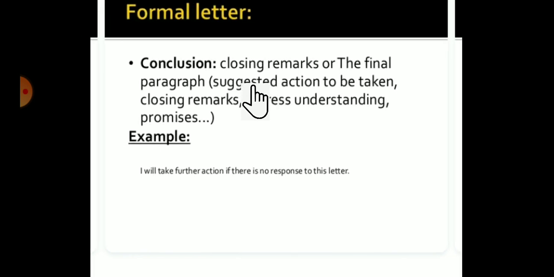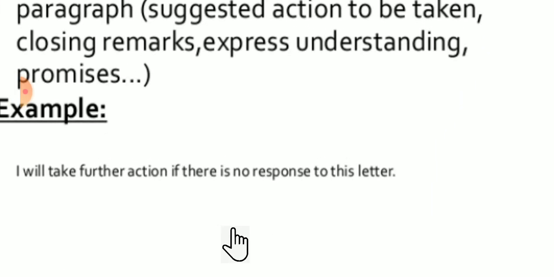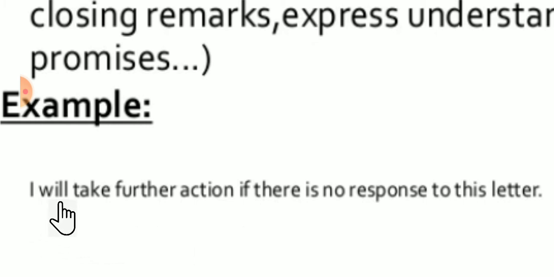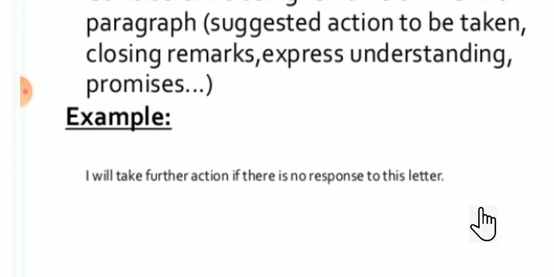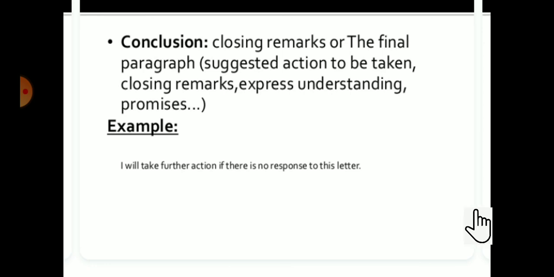See, closing remarks means where you are going to close your letter by adding some suggestions at last. Let's say for example here we have one example. Let's zoom it out. See here, example: I will take further action if there is no response to this letter. So here the consumer is writing a letter to the authority. I will take further action if there is no response to this letter. So I need a response. So please give a response to this letter and try to solve my problem.